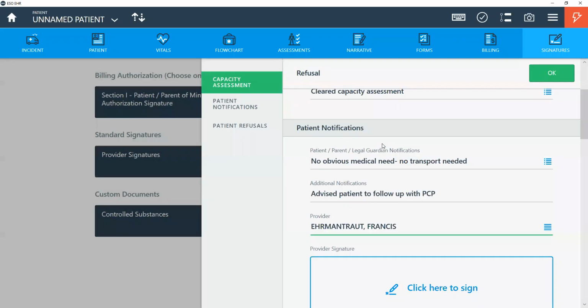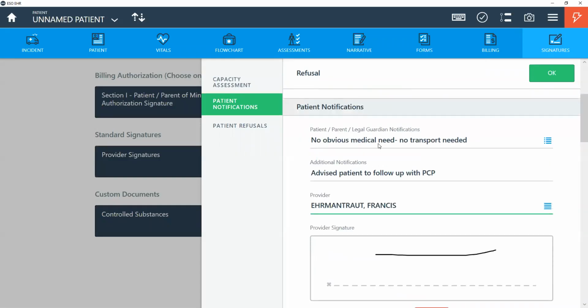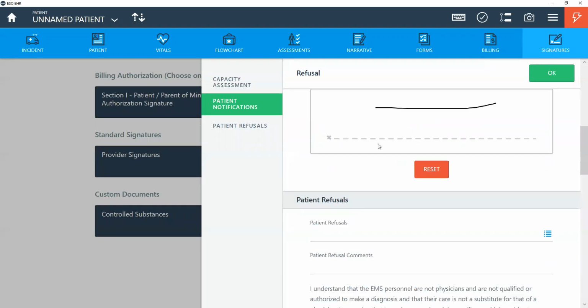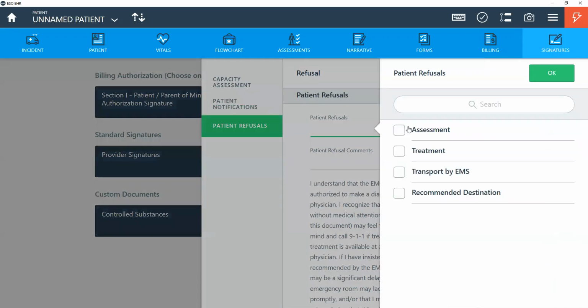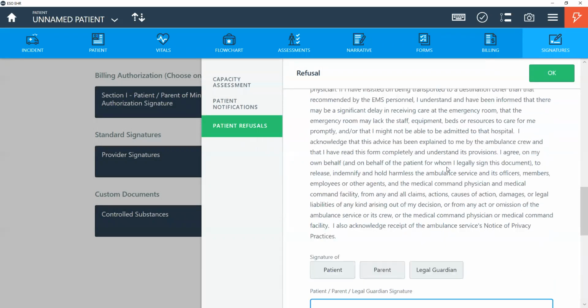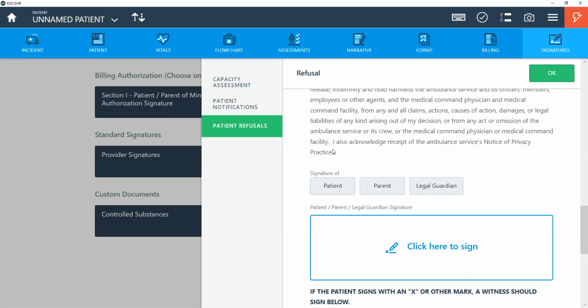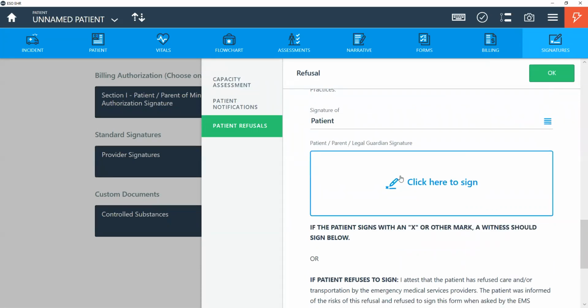And I'm the one who got that refusal. I get the signature saying that's what I did. I did the capacity assessment, all this stuff up here. And then I get the patient refusal and they say, well, I don't really want transport, or I really don't want to go where you told me to go. Any comments that are relevant to that, and then allow them to read through this. The big thing is when they read through this, they're also saying they got that notice of privacy practices. And then you got your patient signature.